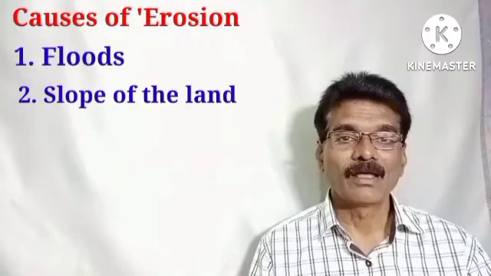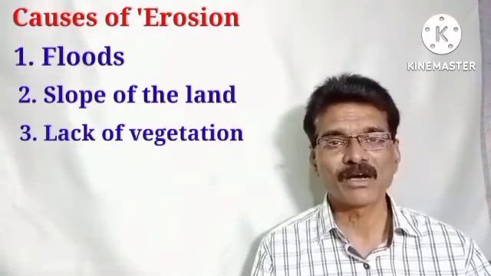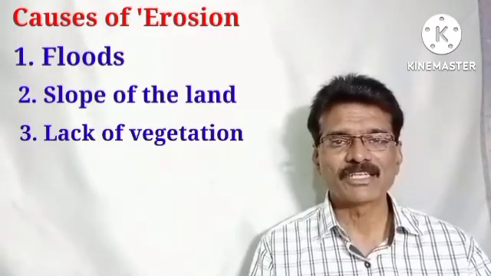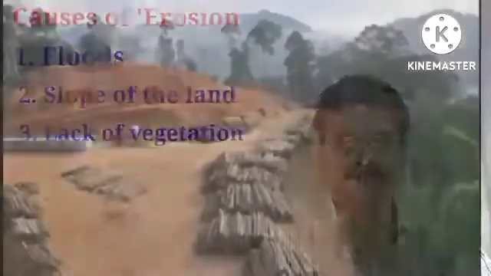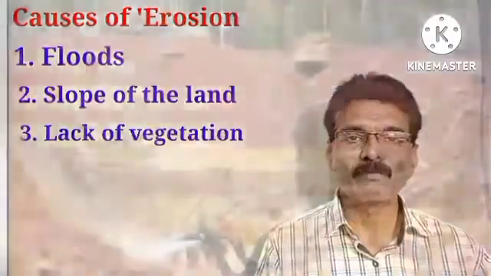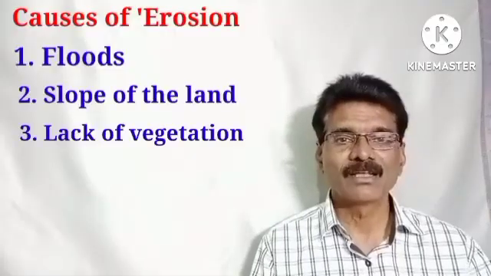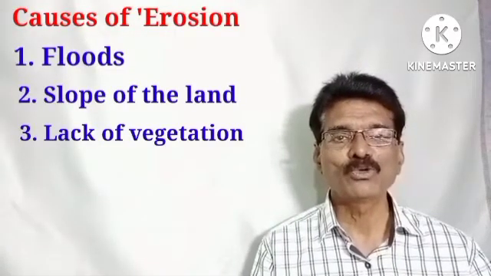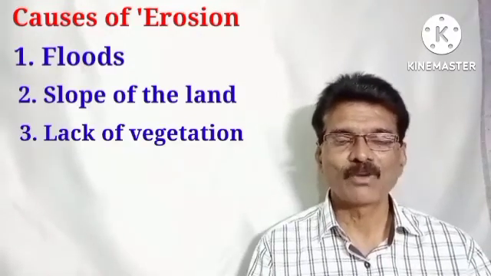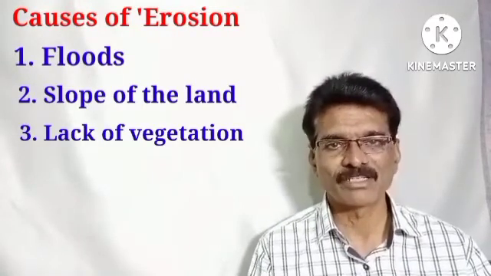And the third one is lack of vegetation. That is, all sorts of trees, herbs, shrubs, creepers, all these make vegetation. When deforestation is done, that is, when they cut the trees in the forests or for mining activities, at that time the vegetation is removed. Then definitely it is open to the fast moving water. So water will wash away whatever is on the upper surface. So this is a disadvantage.